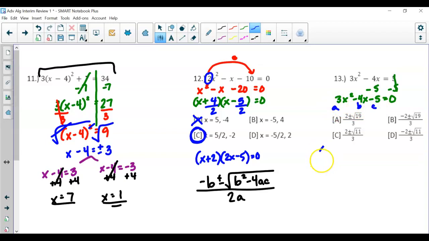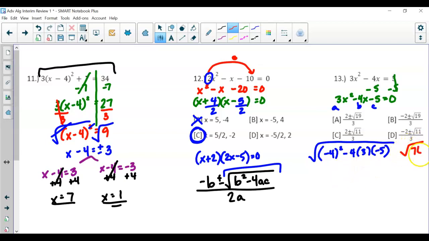So b squared, -4 squared, minus 4 times A, which is 3, times C, which is -5, right? Because remember, that's what's going inside of our radical here. We're focusing on this section. So now when you solve, you end up getting radical 76. However, radical 76 can be simplified.